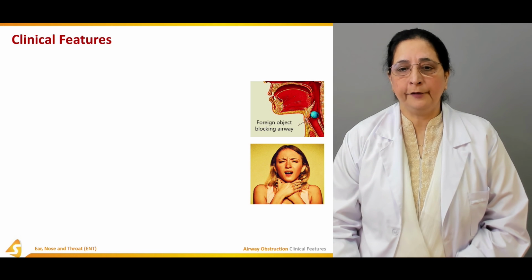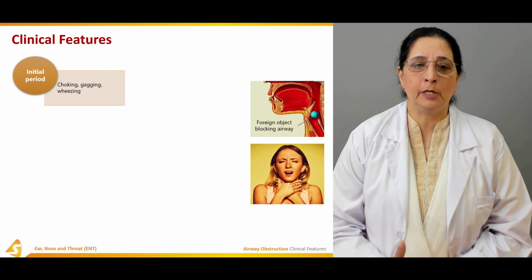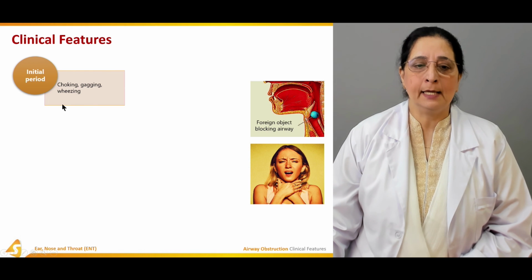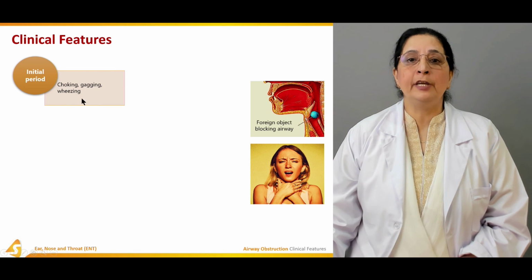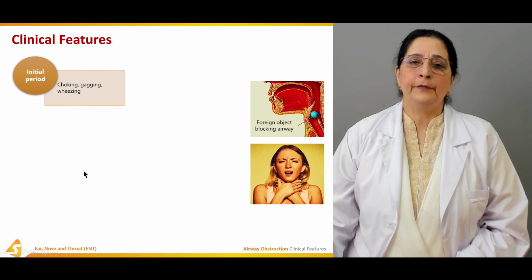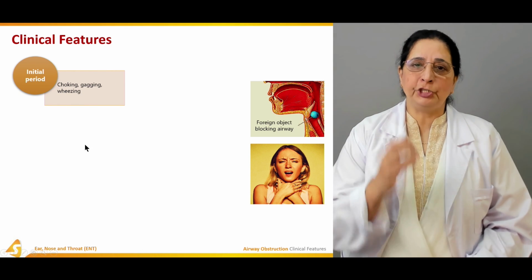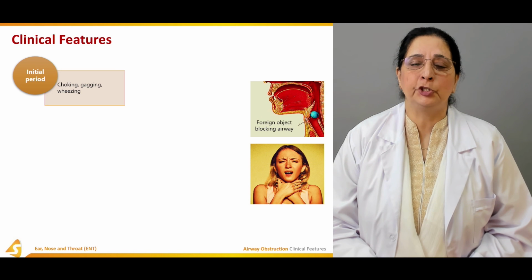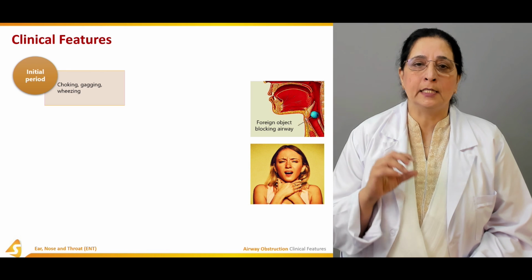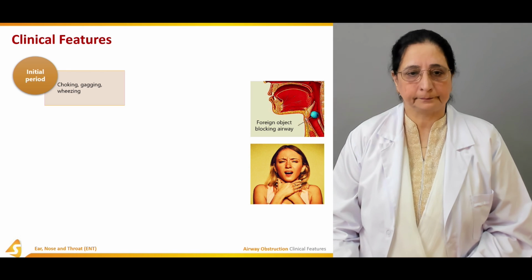So the clinical features produced in the initial period. What's the initial period of a foreign body? Usually they have choking, gagging, and wheezing produced by the obstruction of the airway passage by the foreign body. So the initial right away response is choking, gagging, and wheezing, especially if the foreign body is big enough that it is causing obstruction right away.